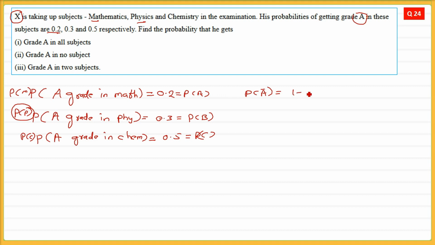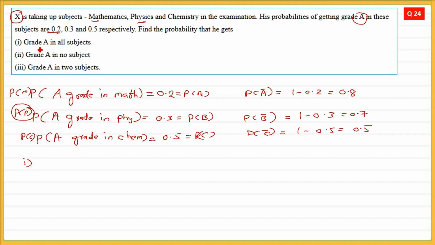So what is the probability of not getting A? It will be 1 minus 0.2. That comes out to be 0.8. Probability of not getting A in physics comes out to be 1 minus 0.3, which is 0.7. Now the probability of not getting A grade in chemistry, which is PC bar or PC complement, is 1 minus 0.5, which is 0.5. So we are going to utilize these in just a bit.